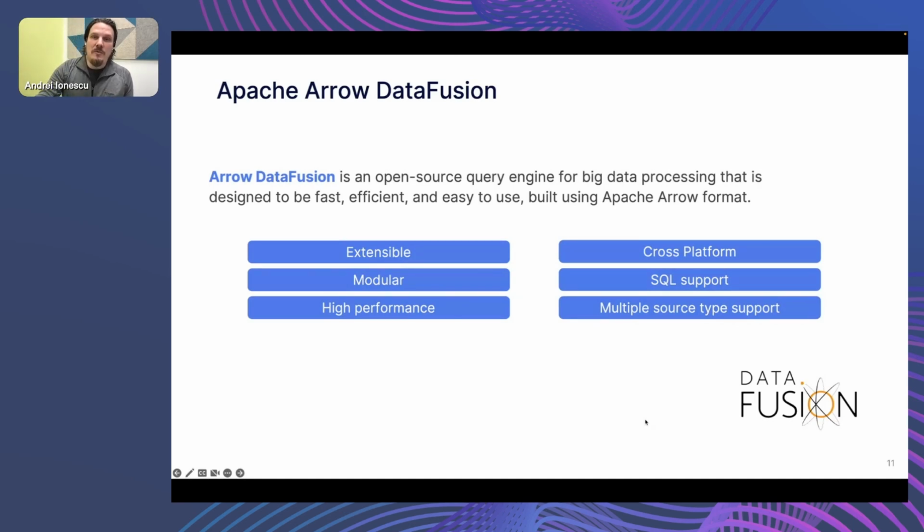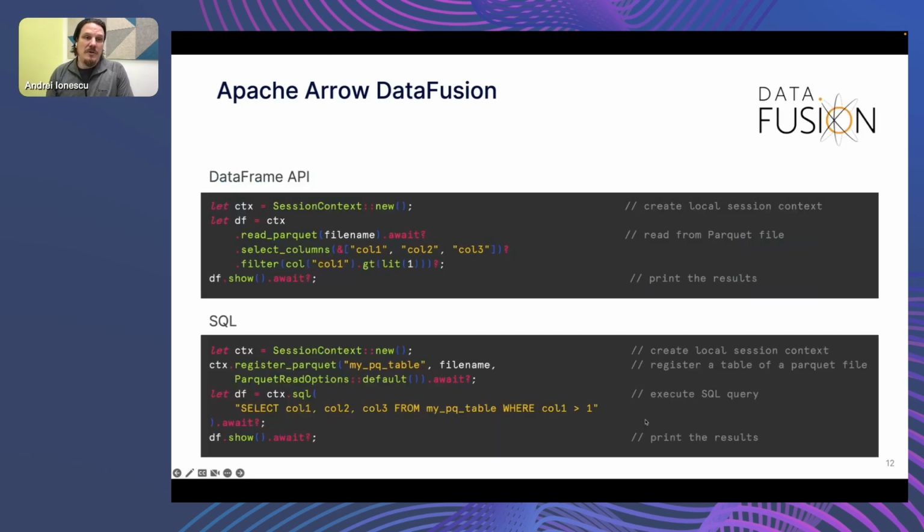Now let's look at some code and how to use Data Fusion with the Data Frame API and SQL. So first we need to create a session context, which is very similar to what Spark does. All future actions will be tied to the context. Then we read a Parquet file with read Parquet and select only the needed columns by specifying the collection of columns. In the end, we do a filter and show the results.